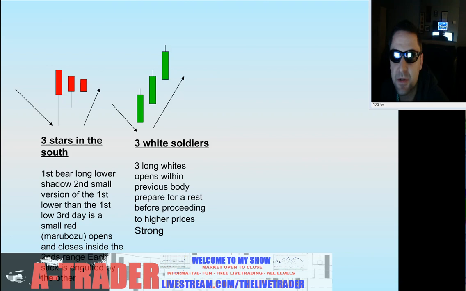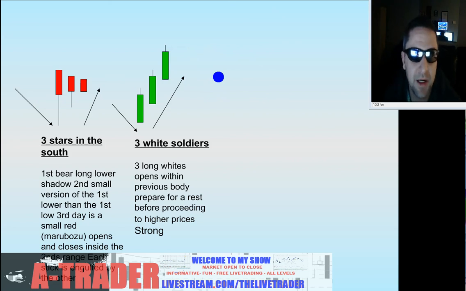Three white soldiers. Three white soldiers are really neat to see when it comes out. You'll see that those three moves are very, very strong. So what you want to do is give it a little cooling off period and then get in on it. You can see three white soldiers happen in ways where maybe it's not 3, maybe it's 6.